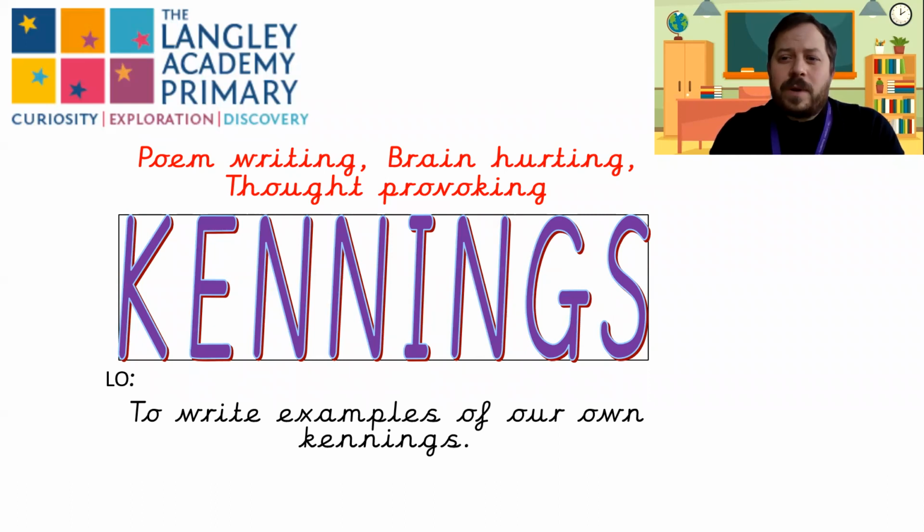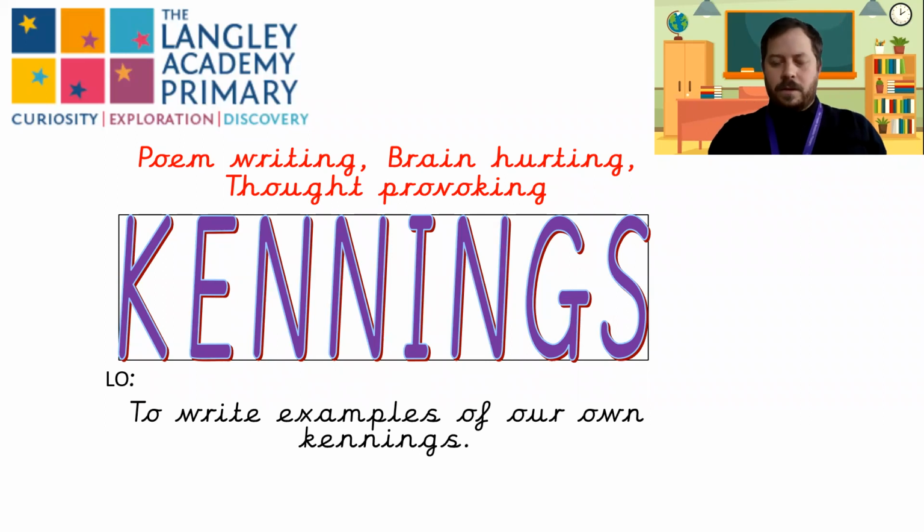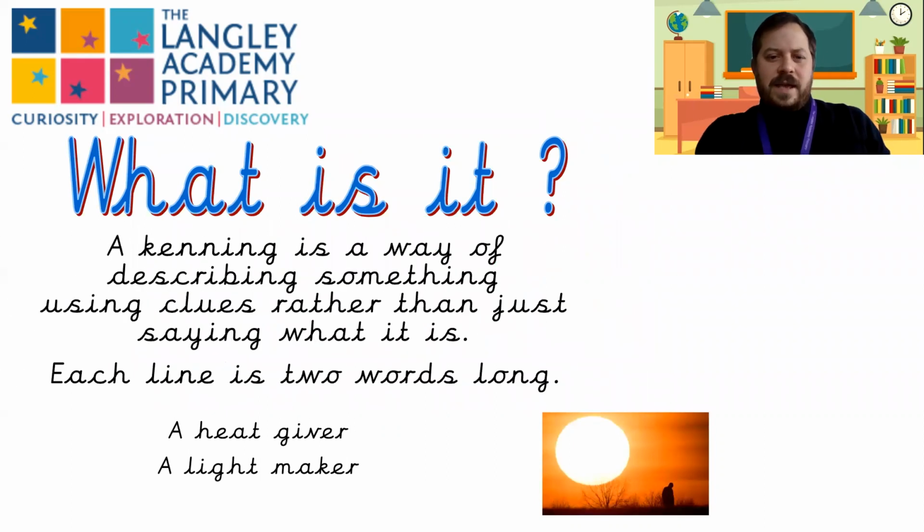Anyway, let's have a quick look and see what we can learn about kennings first, and then we'll have a look at what a kenning is. So, what is a kenning? And we've got one down here: a heat giver, a light maker. A kenning is a way of describing something using clues rather than just saying what it is. And this is metaphorical. It's not exactly what it is, but it gives you an idea.